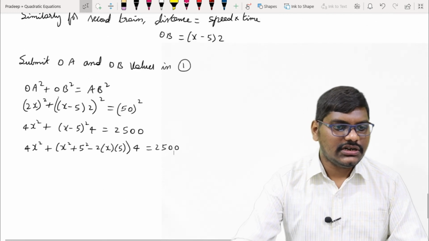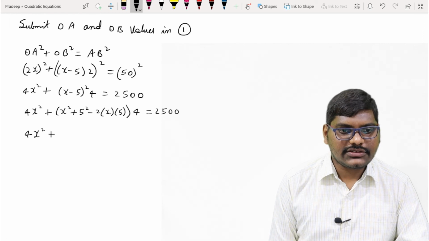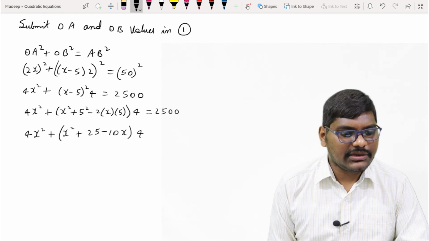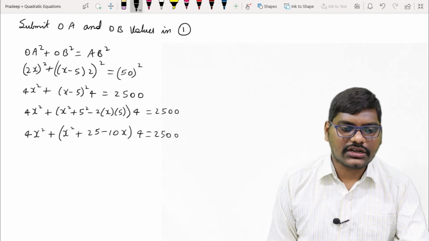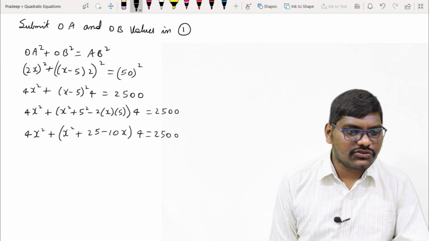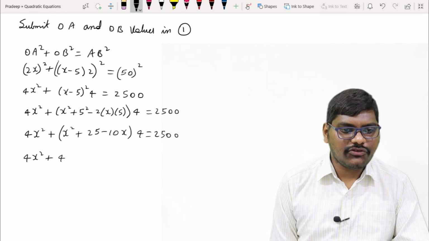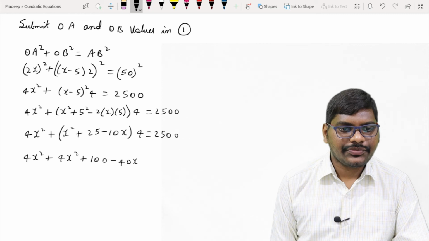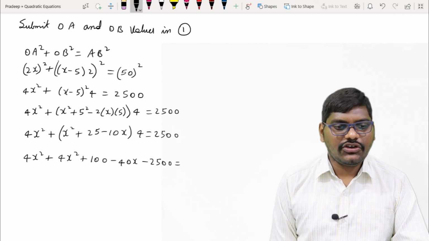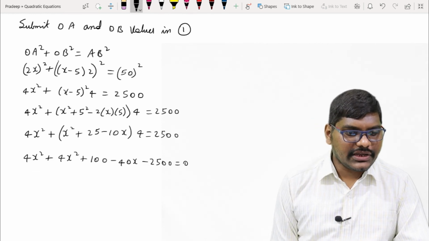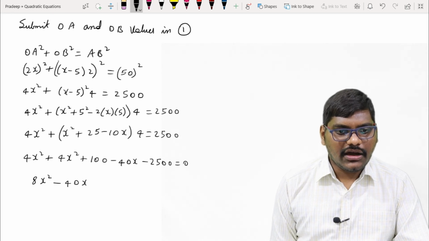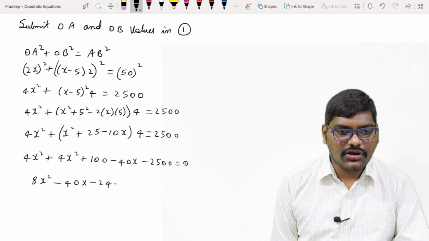Let's try to solve this further and see what we get. We'll get 4x square plus, in the bracket, x square plus 25 minus 10x, with the bracket multiplied by 4, equal to 2500. Now I'll multiply the 4 inside. 4 into x square gives 4x square, 4 into 25 gives 100, and 4 into 10x gives 40x. I'm bringing the 2500 to this side, so minus 2500 equal to 0. So 4x square plus 4x square is 8x square, then the x term is minus 40x, and minus 2500 plus 100 is minus 2400, equal to 0.